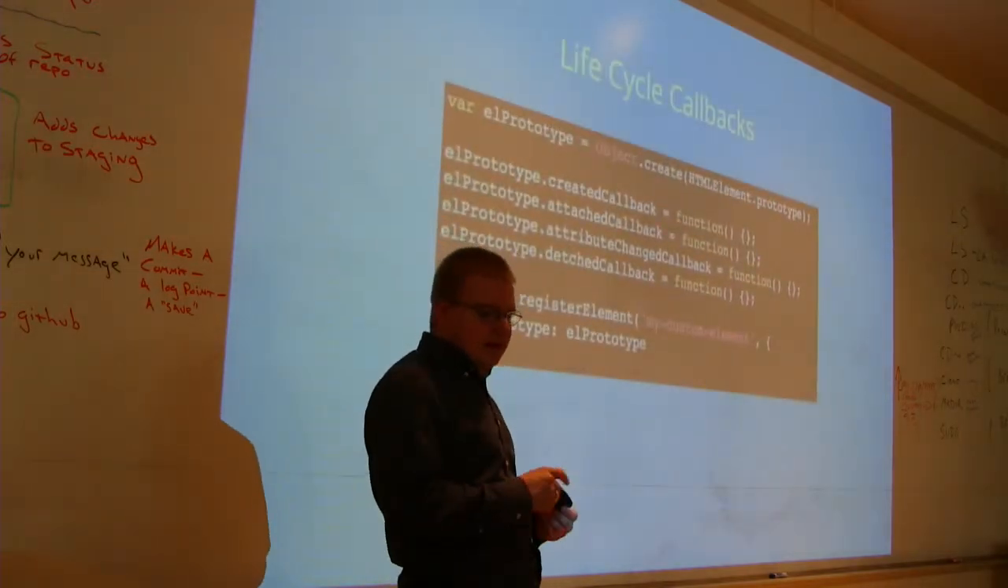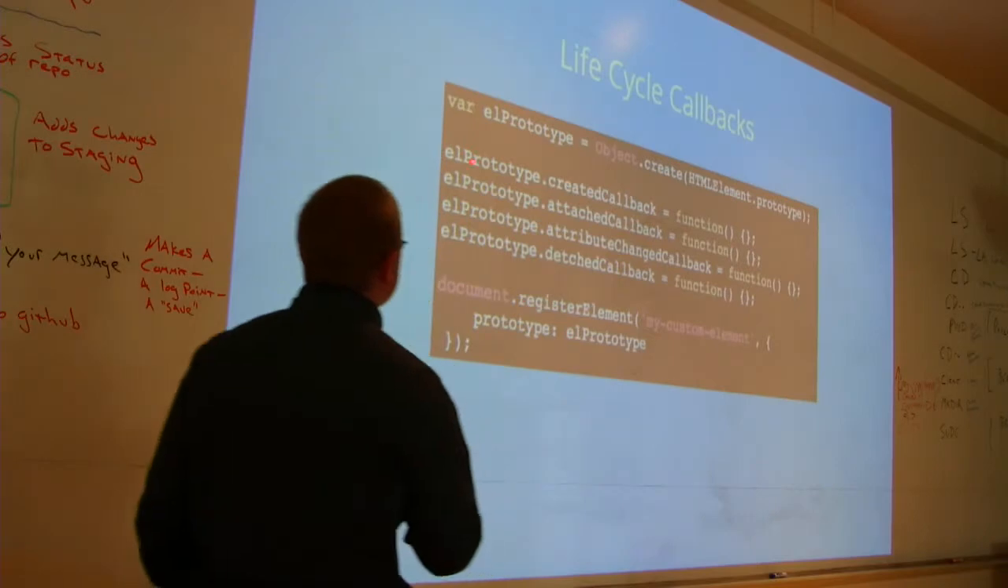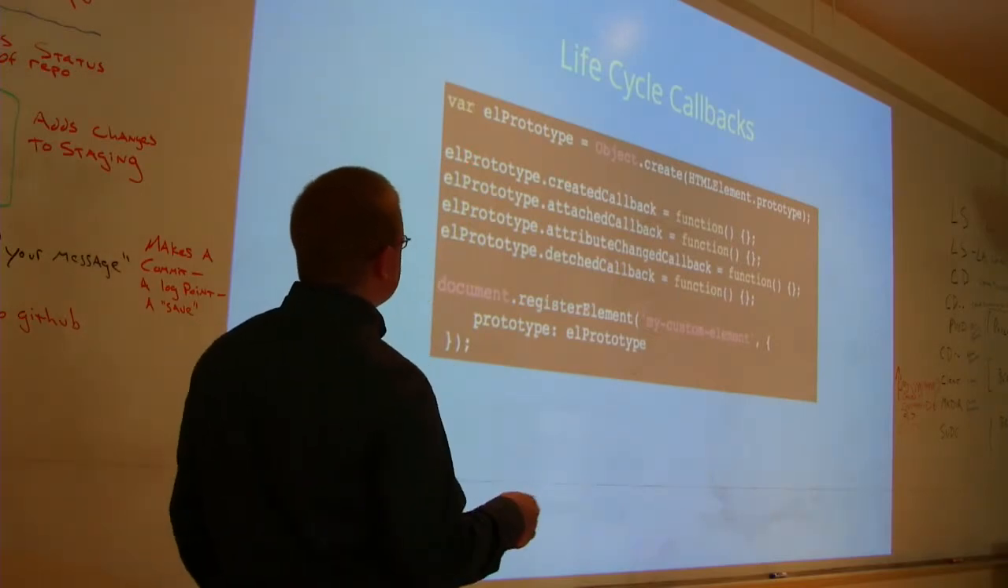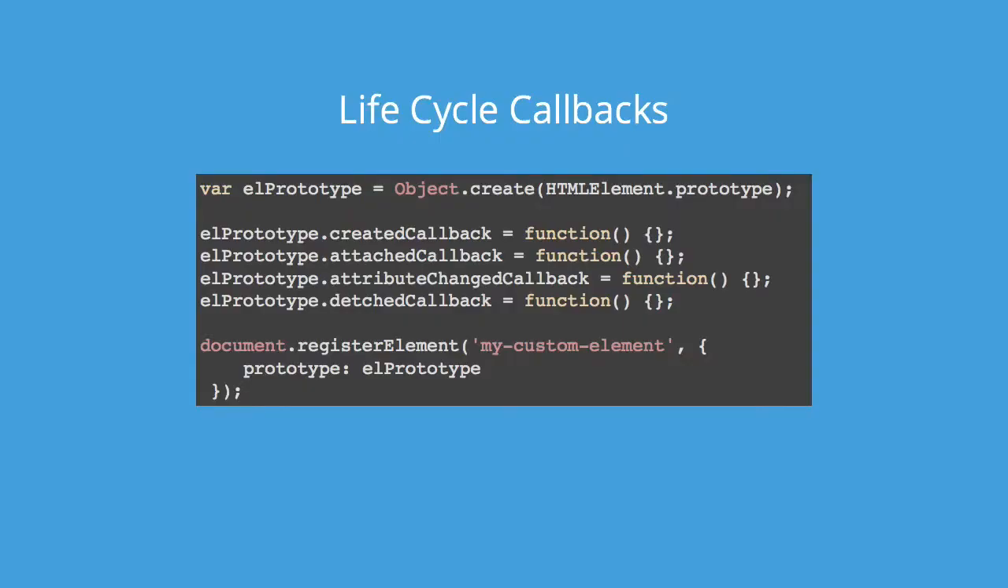So what do they look like? Well, let's start at the top here. We have L prototype. We've seen this yesterday. Some sort of like custom element prototype. Object.create, we create a blank object with HTML element.prototype as its prototype. So we're creating an HTML element copy here. Now we have the 4 lifecycle callbacks. So it's just the name of the lifecycle point and then the word callback. So created callback, attached callback, attribute changed callback, and detached callback.